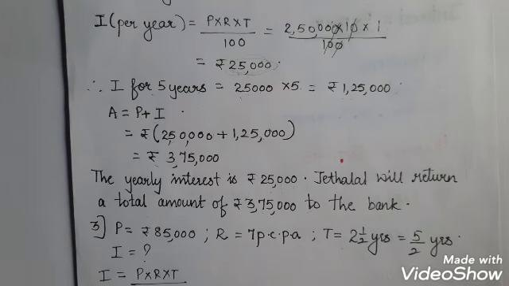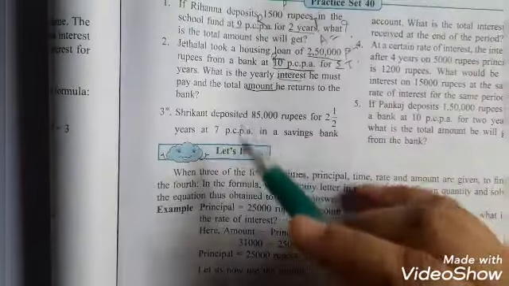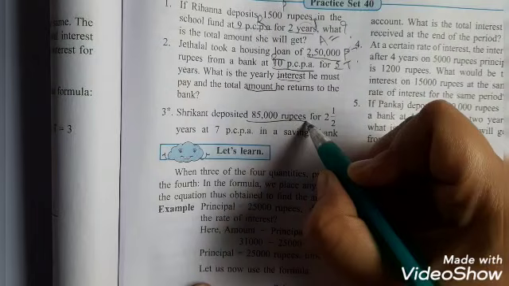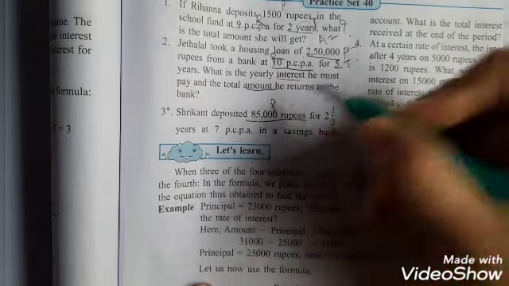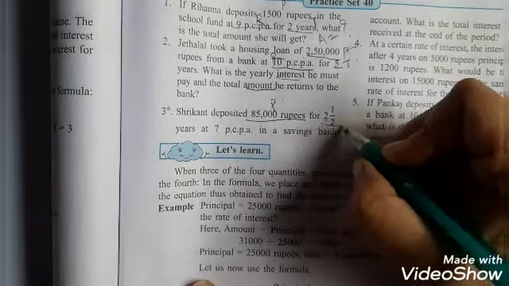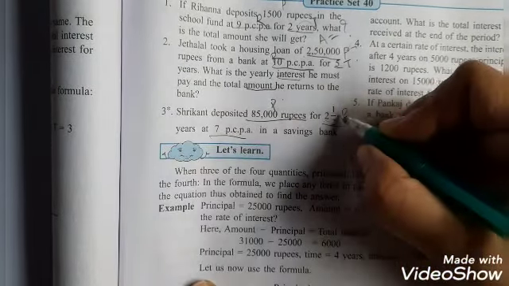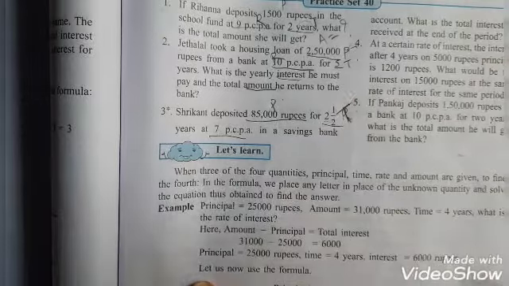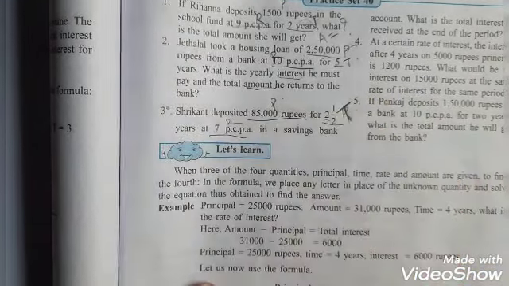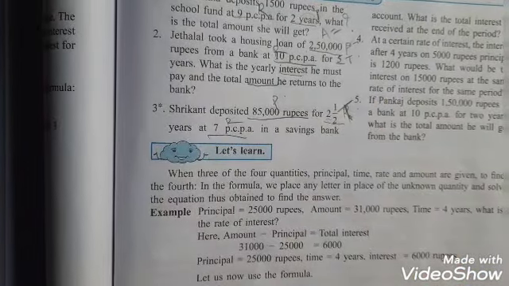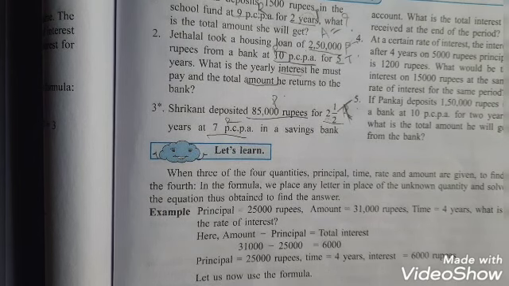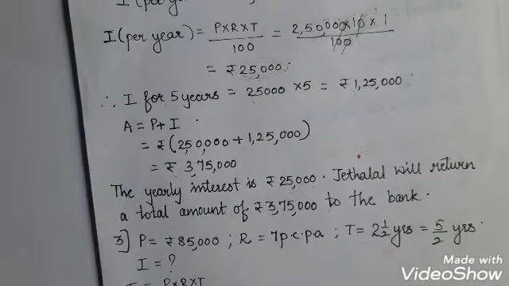Shrikant deposited 85,000 rupees for 2.5 years at 7 PCPA. So he deposited 85,000 rupees, so that is the principal. 2.5 years, so that is the time. And 7 PCPA is the rate. What is the total interest he received at the end of the period? So we have to find the total interest.